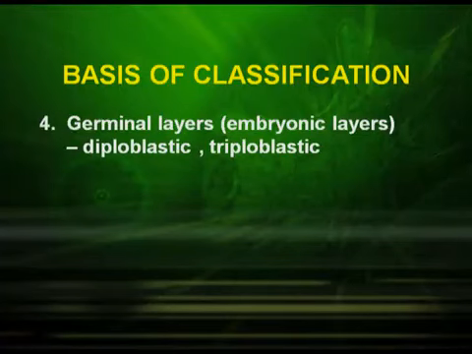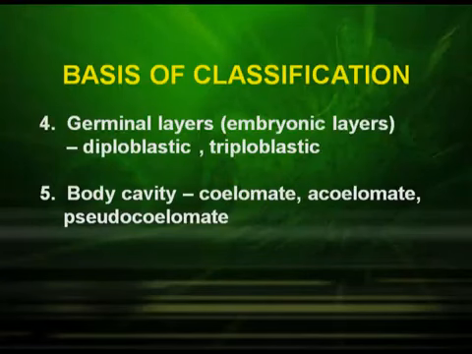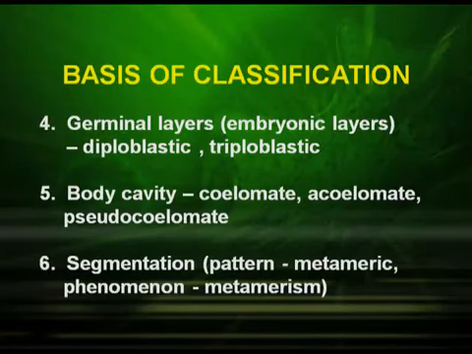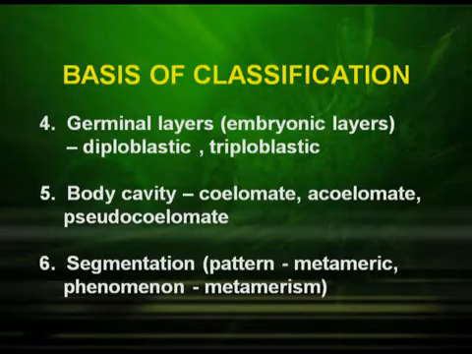The next important criteria is body cavity. Organisms which have a body cavity are referred to as coelomates. Organisms which do not have a body cavity are acoelomate, and in few organisms there is a false body cavity which is referred to as pseudocoelomate. Segmentation is another important criteria as found in annelids. In annelids, that is in earthworm, the body is segmented. This pattern of segmentation is known as metameric and the phenomenon is known as metamerism.